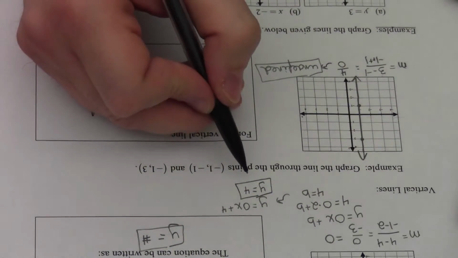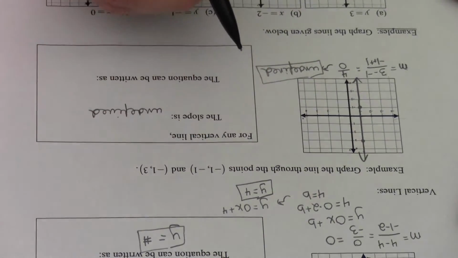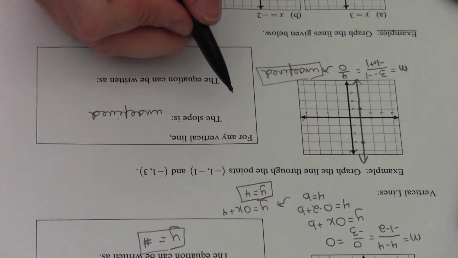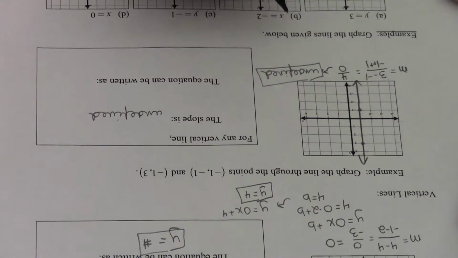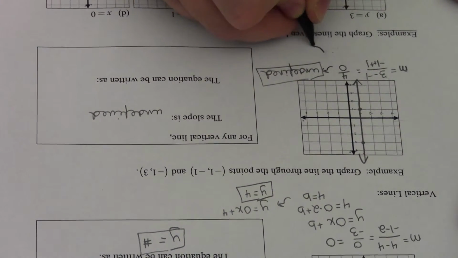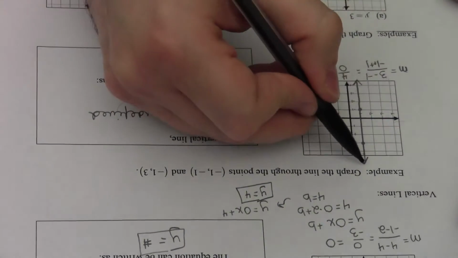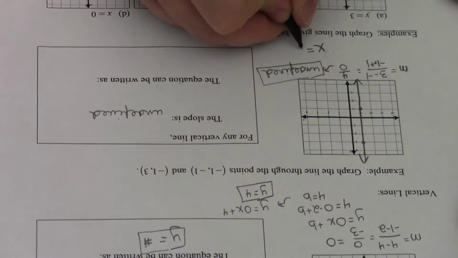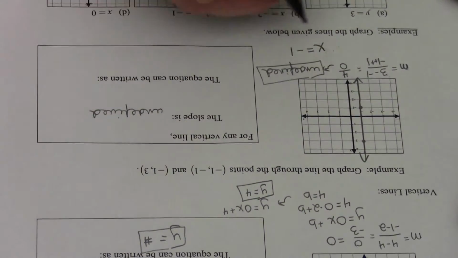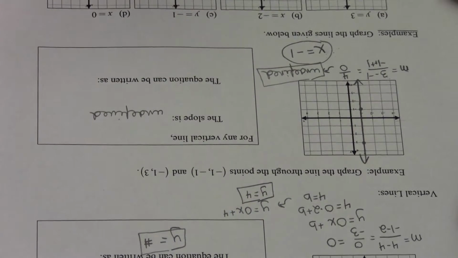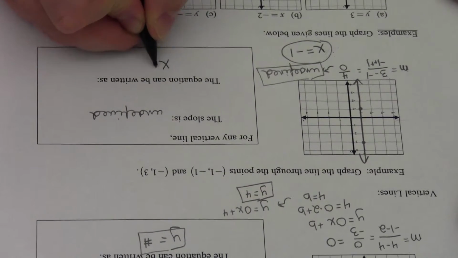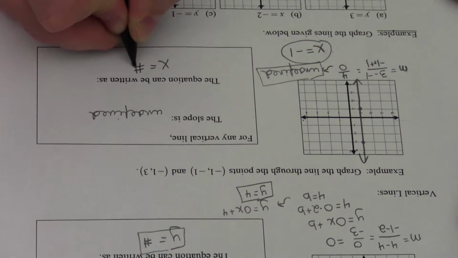Well, to write the equation of the line, the horizontal line was something in the form y = because all the y-coordinates were that same y value. Here our equation is going to be an x = equation. Notice that all the points on my vertical line have an x-coordinate of -1. So I'm going to say the equation here is x = -1. And in general, the equation is going to be x equals some number.